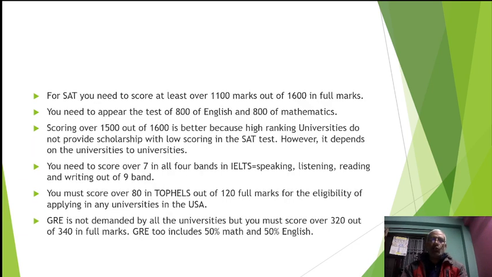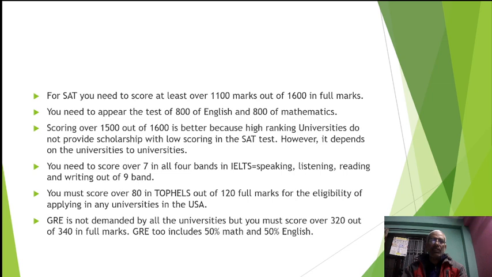For SAT, you need to score at least over 1100 marks minimum out of 1600 full marks. You need to appear for a test of 800 in English and 800 in mathematics in SAT, right? 1600 full marks, 50% English, 50% mathematics. Scoring over 1500 out of 1600 is better, because high-ranking universities do not provide scholarships for low scores in the SAT test. However, it depends on the university. Some universities provide scholarships even to students with low scores, and high-ranking universities never provide them to students scoring poor marks in SAT, right?